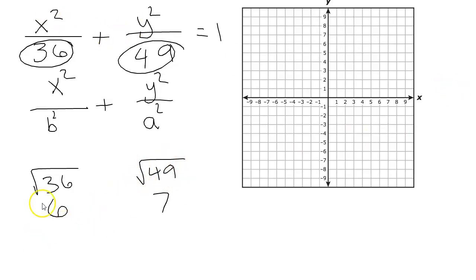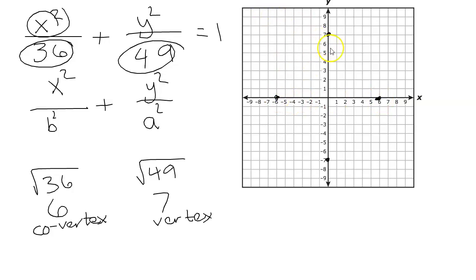So after you've square rooted it, now we know the smaller value is the co-vertex, and since it was under x, that will be on the x-axis. The 7 is the vertex, and since that was under the y, that will be on the y-axis. So we go to 7 on the y-axis, and -7, it goes in both directions. We go to 6 and -6.